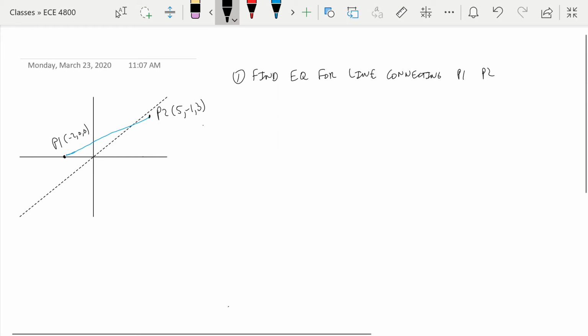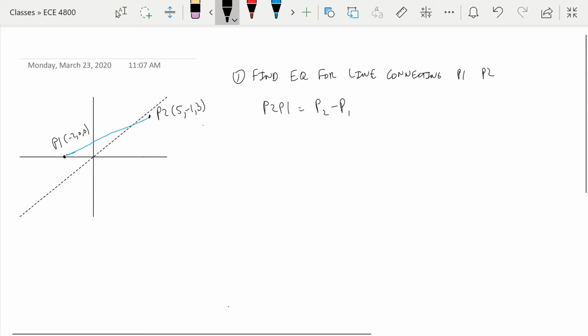Okay, so we have these 2 points, and we want to define a vector connecting the 2 points. We can define this vector, you can call it P2, P1, it doesn't matter. It's a vector and it's equal to P2 minus P1.